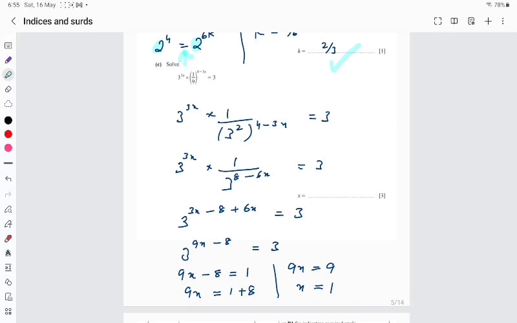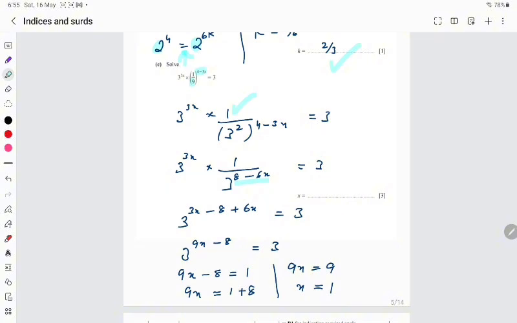Now in this question, 3 is a prime number, but 9 is not a prime number. Take 9 as a prime factor. So 9 is 3 power 2, and this power will come separately on 1 as well as on this 9. 1 power anything is 1, and while 9 is 3 power 2, power raised to the power gets multiplied, so you get 8 minus 6x.